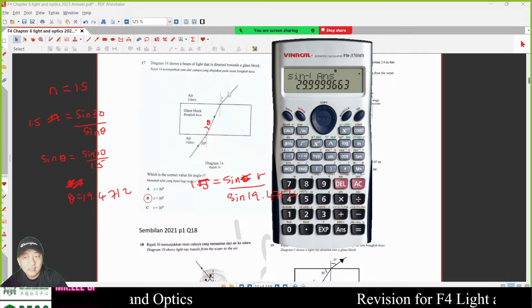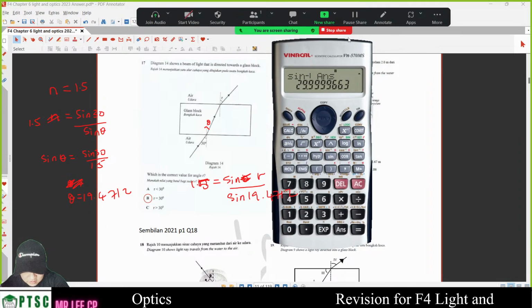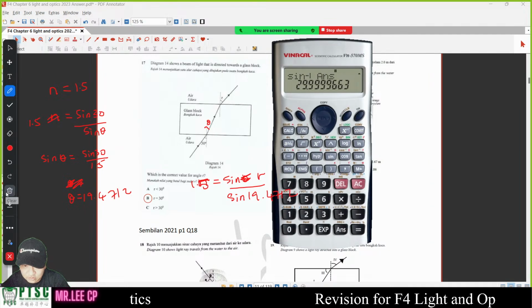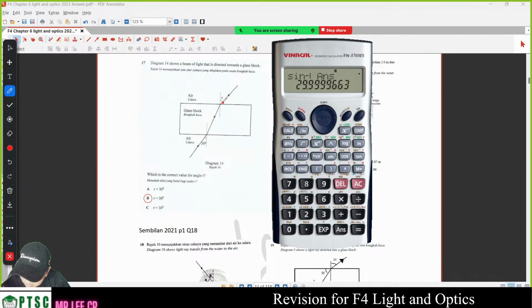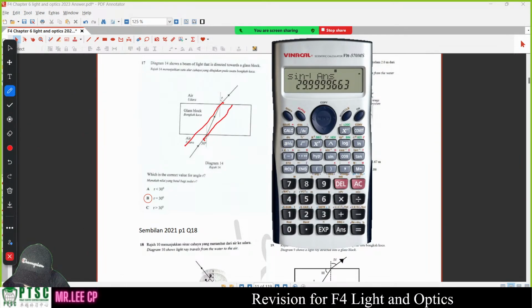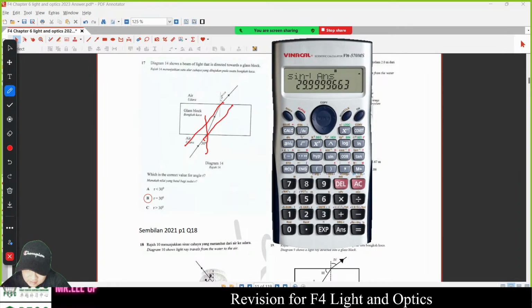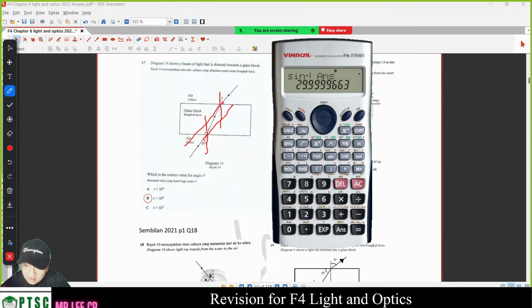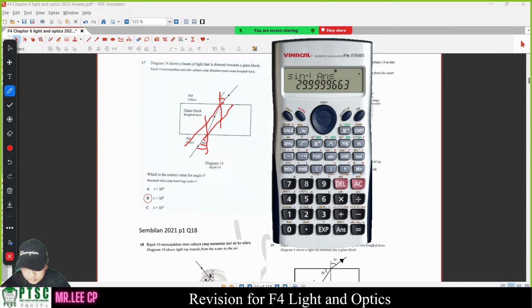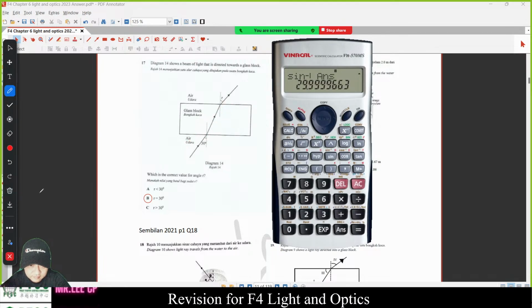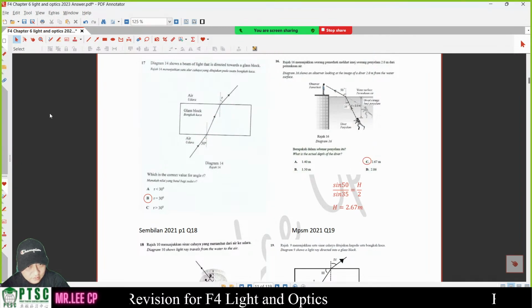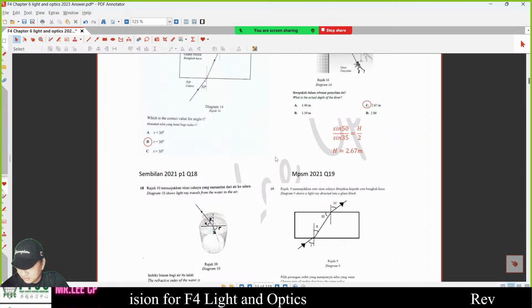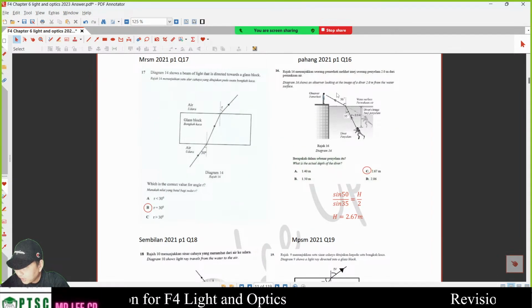So if you calculate, it is also 30. If you don't calculate, it is also 30. Why, if you don't calculate, it is also 30? Because this one is parallel. Then this angle will be the same as this angle. I spent too long time here. I suppose not to spend too long time. Okay, I take this one.